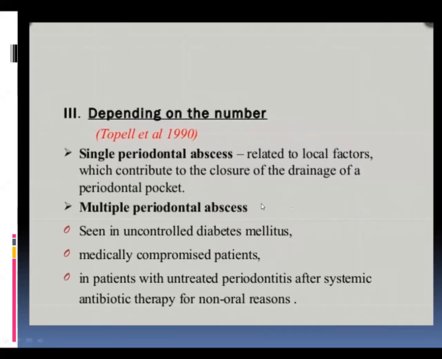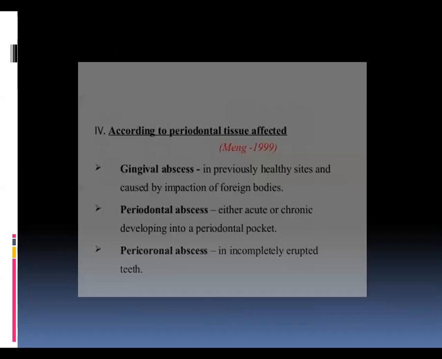Depending on the number of abscesses, it is classified as a single periodontal abscess and multiple periodontal abscesses. A single periodontal abscess is related to local factors which contribute to the closure of the drainage of a periodontal pocket. While multiple periodontal abscesses are seen in uncontrolled diabetes mellitus, in medically compromised patients, and in patients with untreated periodontitis after systemic antibiotic therapy for non-oral reasons.